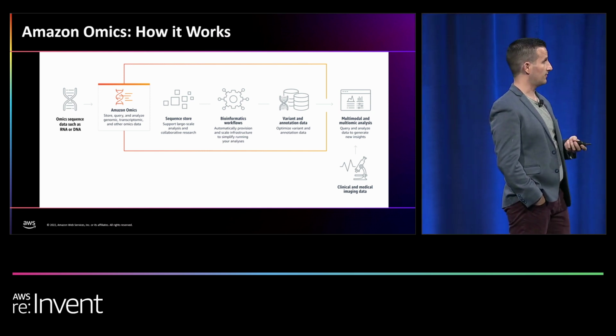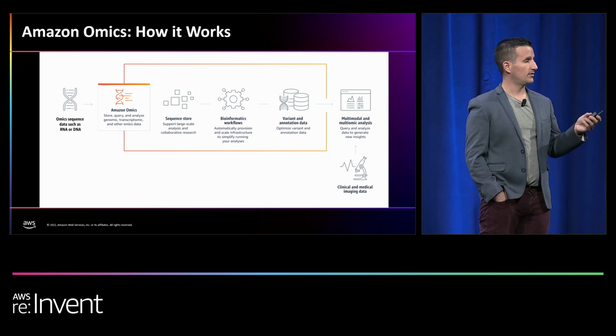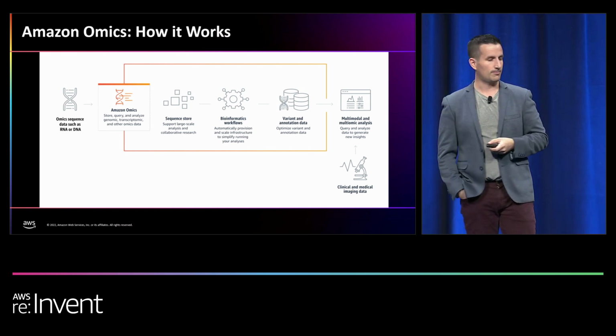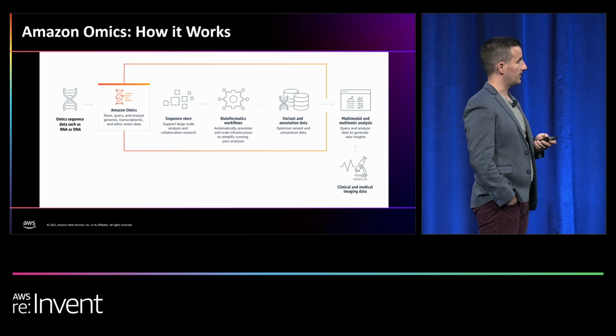And so we take care of that with a single API call. All you have to do is call start variant import job, give us your VCF, and it'll show up. And I'll talk a little bit more about what that looks like in a little bit.